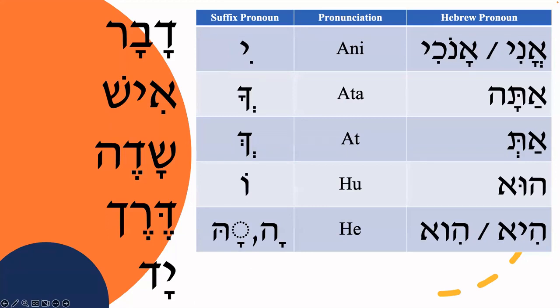Which would be my path. Yada-ni? Nope, you're doing this one. So you do yad and then put this on the end of it. Yadi. And what is yadi? My hand. That's right. Not hands, hand. Singular. Okay, all right.